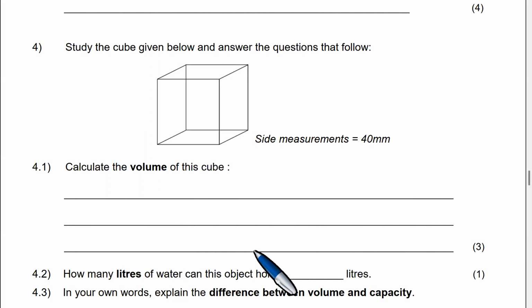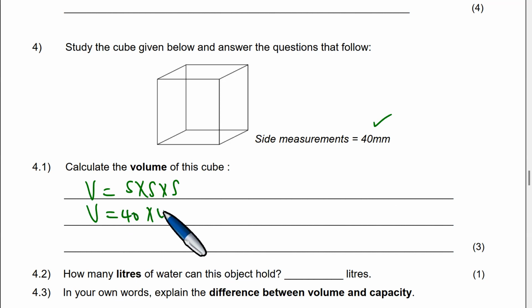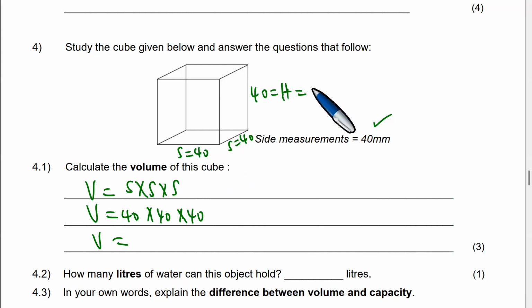Okay, let us check. What is the volume formula? The volume formula is V equals side by side by side. So if this one is 40, then it's going to be 40 by 40 by 40. And what is the answer? Because the side measurements are 40, it means the height is 40, this side is 40, and that is also 40. Effectively, the height is also a side. So the lengths of the sides are actually 40 millimeters.